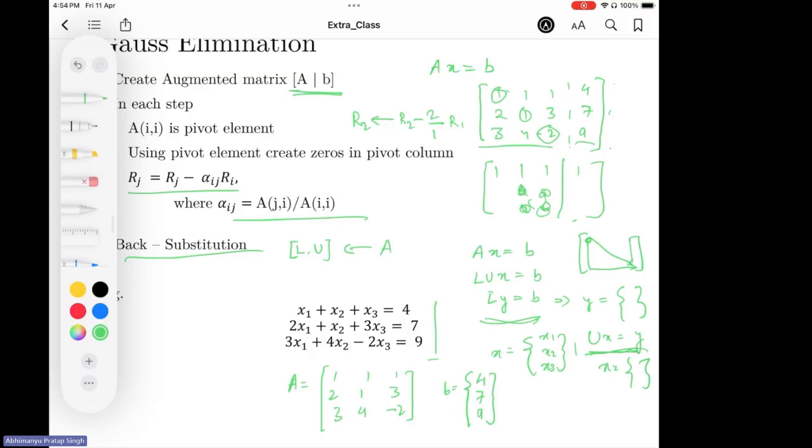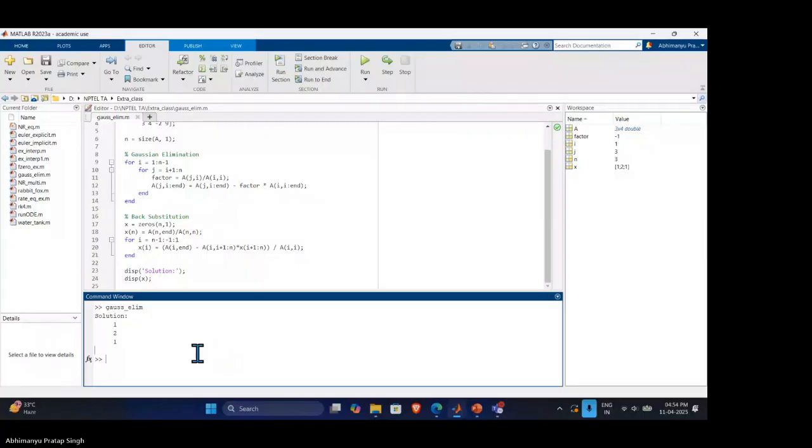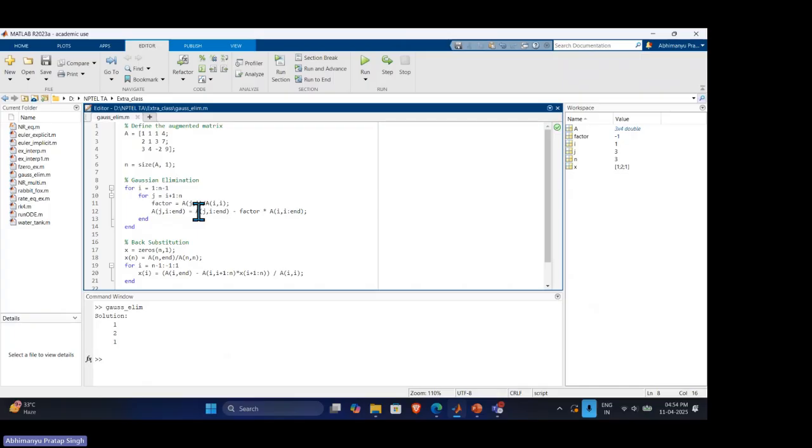Then we will get to the next problem. So I will just share my screen from MATLAB. I hope my screen is visible.